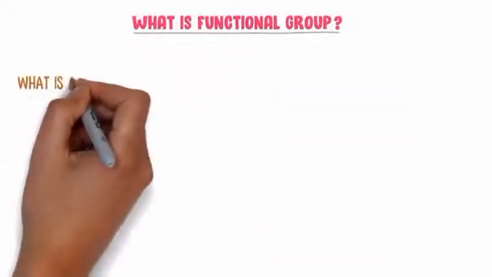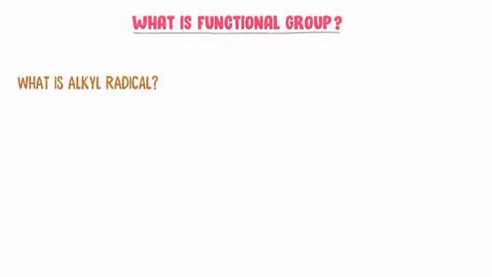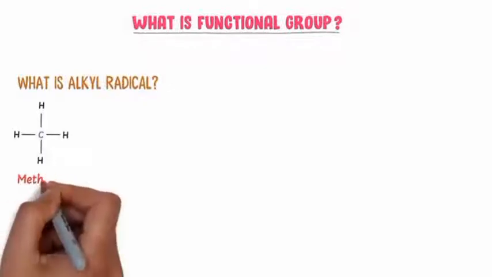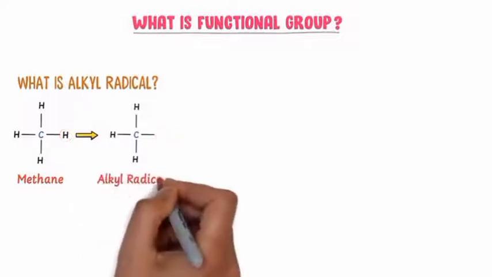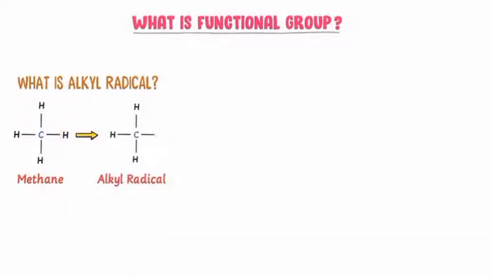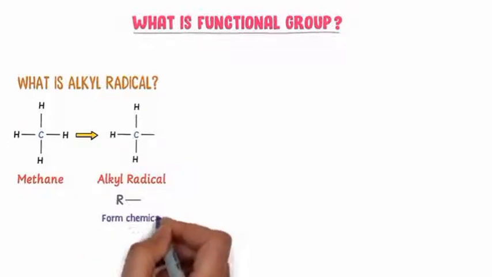But first, we must understand what an alkyl radical is. Consider an alkane like methane. In methane, carbon forms 4 single bonds with 4 hydrogen atoms. And so if I remove one hydrogen atom from methane, then it becomes an alkyl radical. So this is an alkane and this is an alkyl radical. The latter is represented by R dash. The dash implies that it can form chemical bonds with other species.